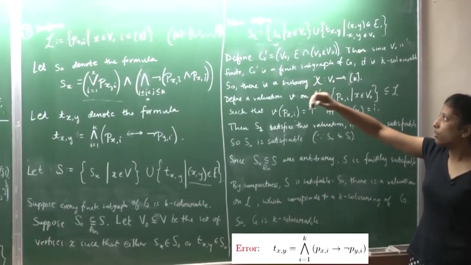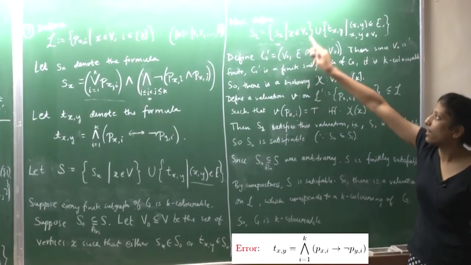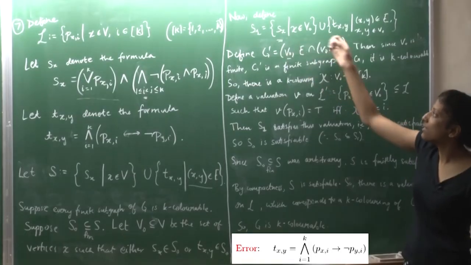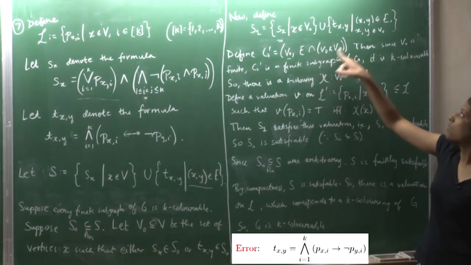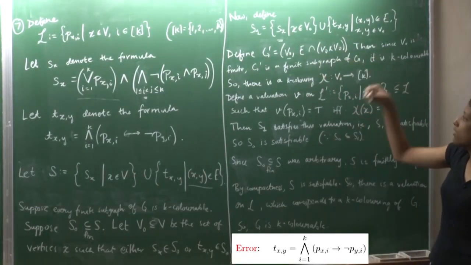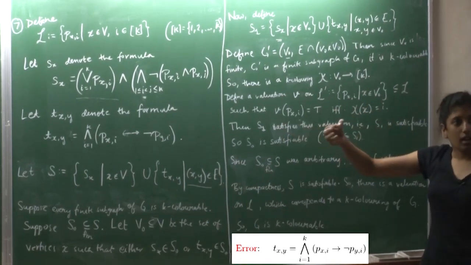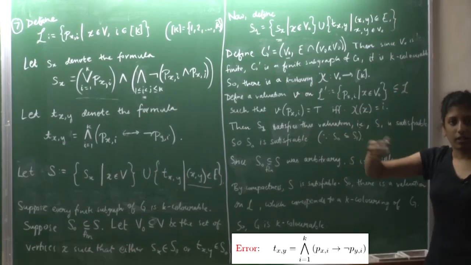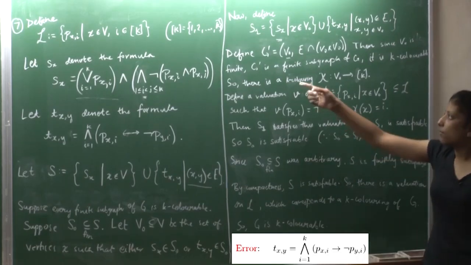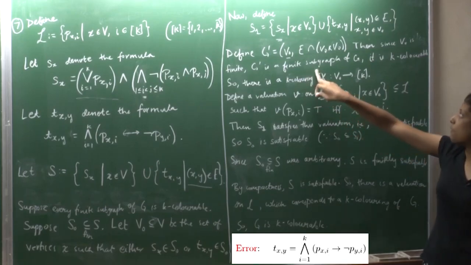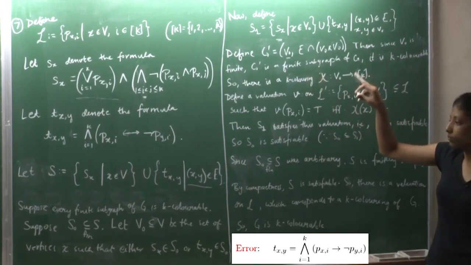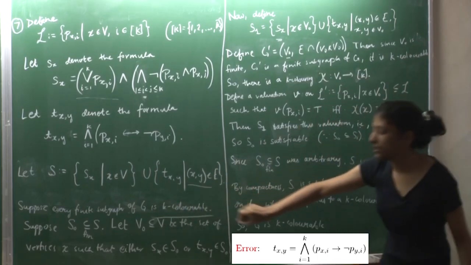So now you define your subgraph to be exactly the one described by this. Your set of vertices and your set of edges being the ones that are here. And since V0 is finite, since your vertex set is finite, and your edge set is a subset of V0 cross V0, your entire graph is going to be finite. So this is a finite subgraph of G.